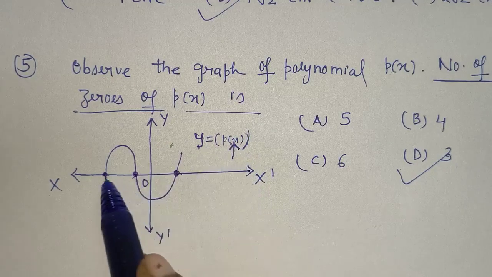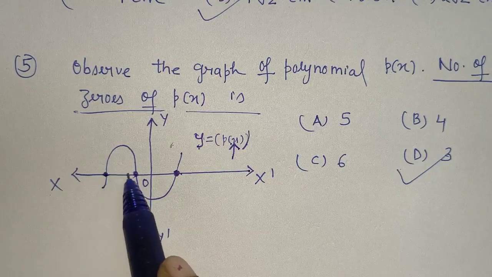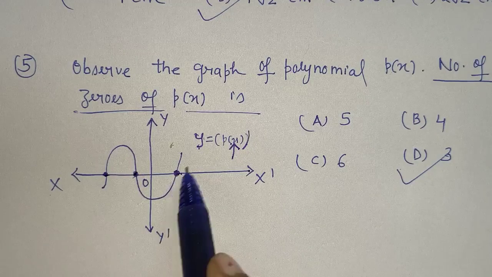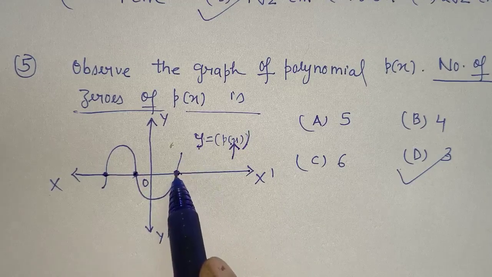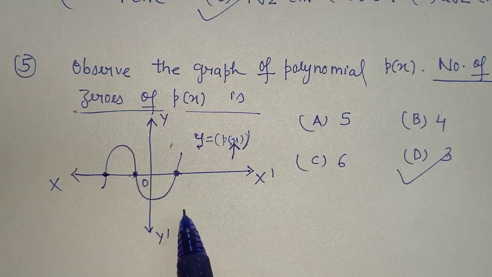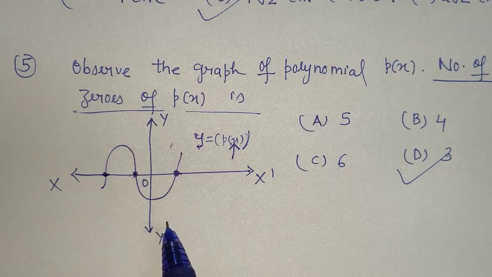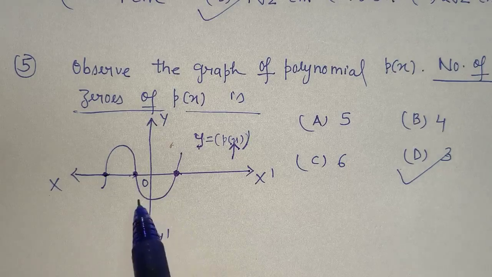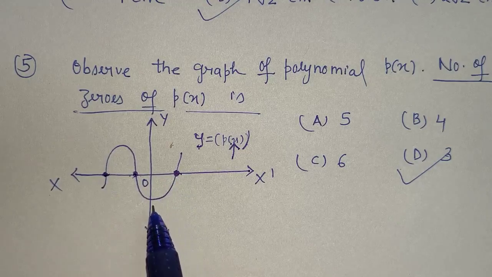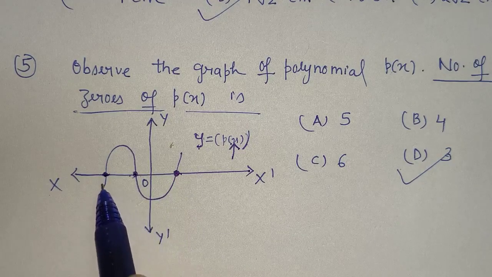So if I put x equal to this value of the point, or this value of the point, or this value of the point, my y is 0. Otherwise the point would not have been lying on the x-axis but above the x-axis or below the x-axis. So in conclusion, what we can say, the number of zeros is 3, 1, 2, 3, as the graph cuts the x-axis at 3 points.